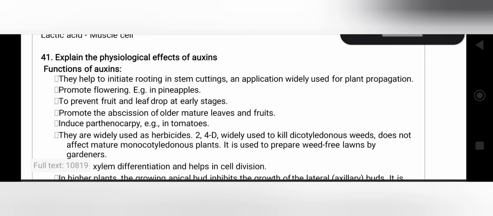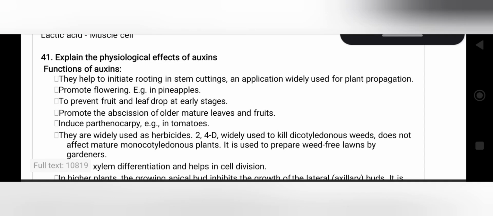Explain the physiological effects of auxins. Functions of auxins. They help to initiate rooting in stem cutting, an application widely used for plant propagation. Promote flowering. Example in pineapples. To prevent fruit and leaf drop at early stages.